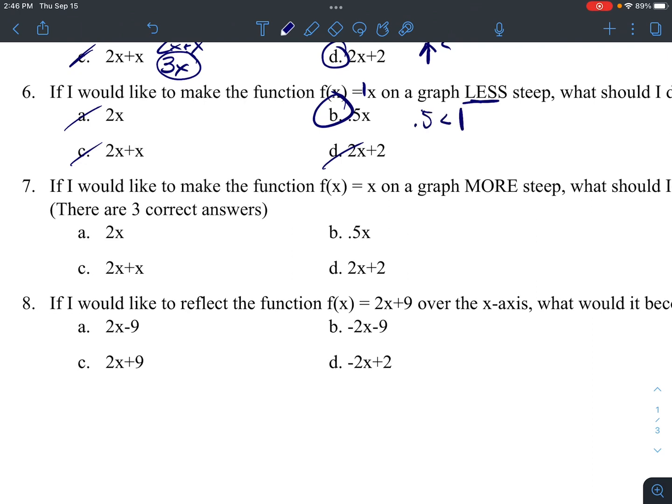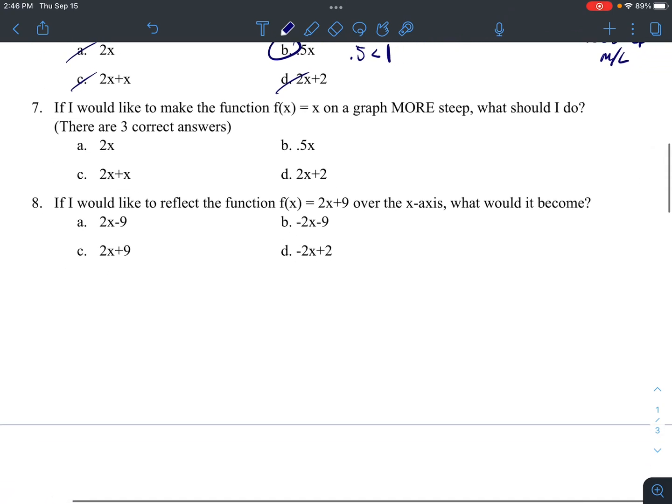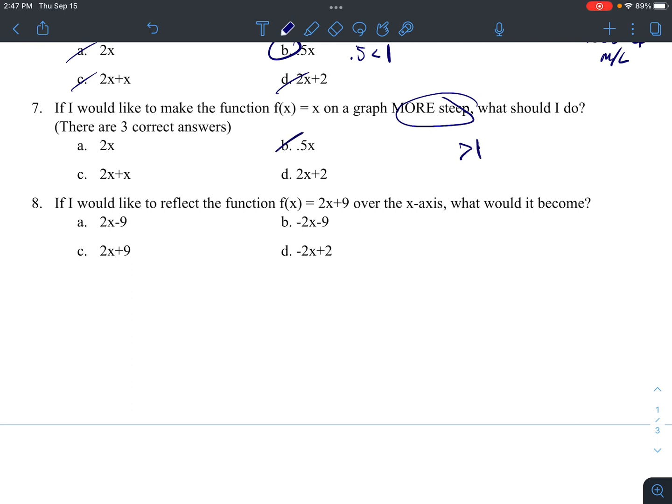0.5 is less than 1, and 2 is not. So now if I'd like to make the function more steep, I've got to go more than 1. So we've got to think about what's more than 1. 0.5 is not more than 1. Our m here is more than 1. It's 2. And we're talking about what this value is. This is our m value, remember, or y is equal to mx plus b. So this is our m value being more than what we have here.